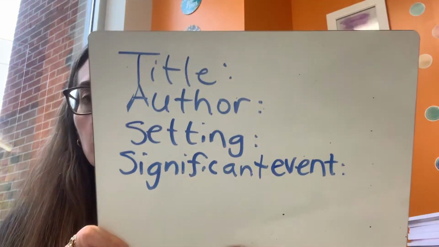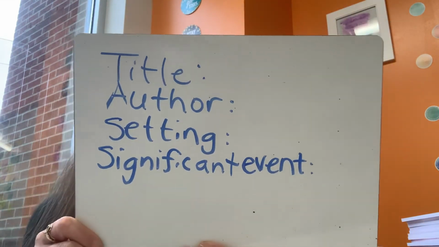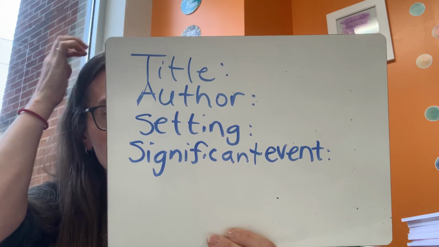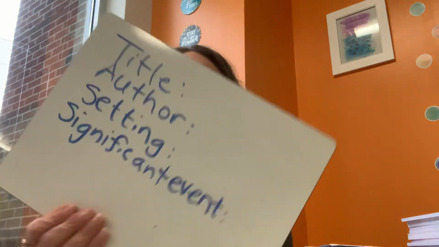This is all going to be written out for you on Google Classroom. So if you didn't catch it right now, you could pause it and copy it, but it will be in your Google Classroom directions as well. So basically you're rereading part 2. You're going to finish up All Ball for today, and you are going to focus on the literary devices that you can find in the story. And then you'll just do a quick recap of your title, author, setting, and significant event.